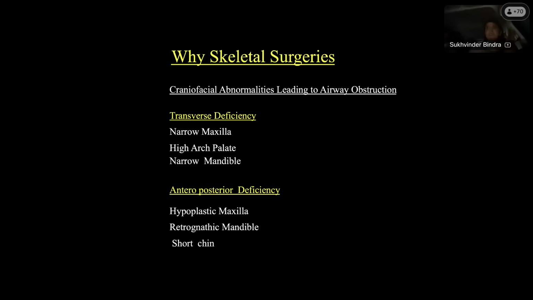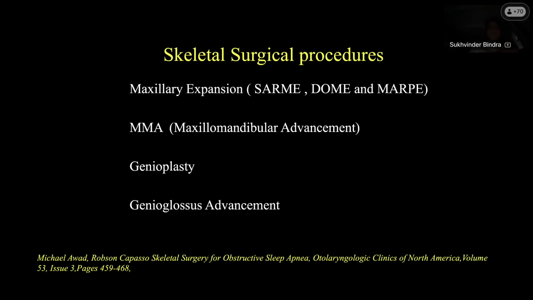So what are the procedures to address these issues? If there is a narrow maxilla, we can widen or expand it by using surgically assisted rapid maxillary expansion, which is SARME, distraction osteogenesis maxillary expansion, DOME, and MARPE, which is mini screw assisted. To address the anterior-posterior dimension, we do maxillomandibular advancement, which Dr. Vikas has shown you. To address the chin part, where only the genioglossus muscle is behind and the tongue is positioned in the retrognathic jaw, we can do genioplasty or genioglossus advancement.